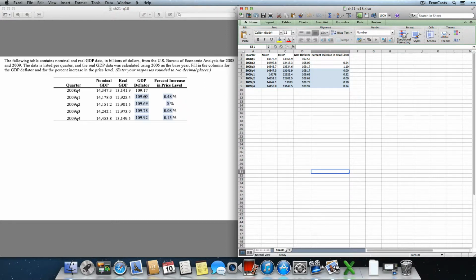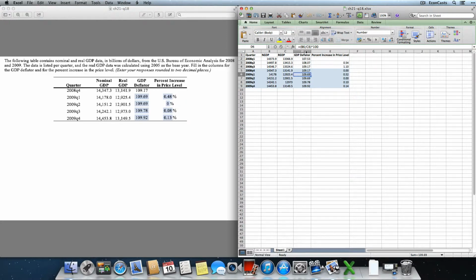In this question, you're expected to be able to calculate the GDP deflator and the percent increase in the price level. The percentage increase in price level is the difference between the GDP deflator in 1 year from the previous year. So this isn't exactly correct. Here we've got some rounding mistakes, but in the Excel spreadsheet we have the exact numbers.